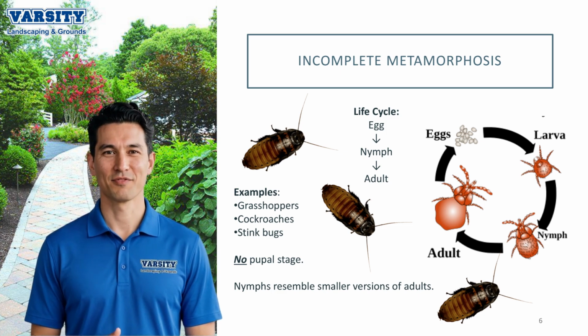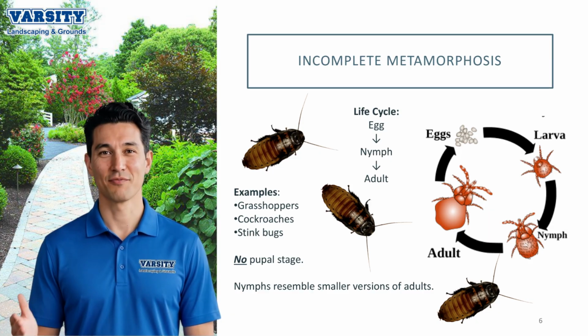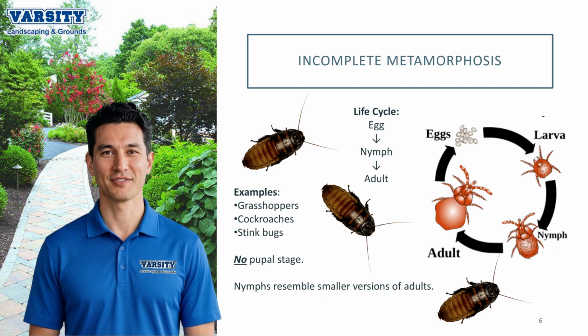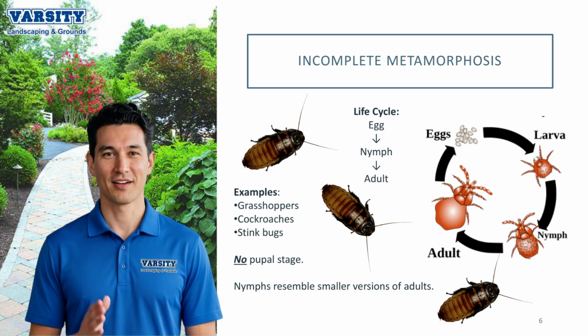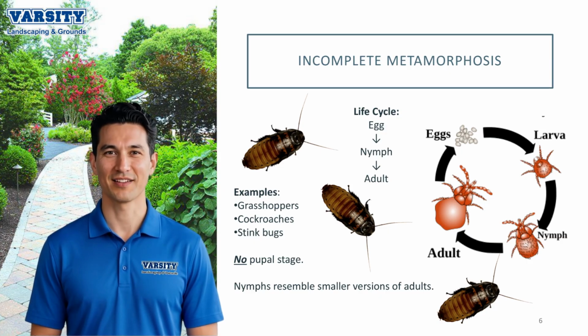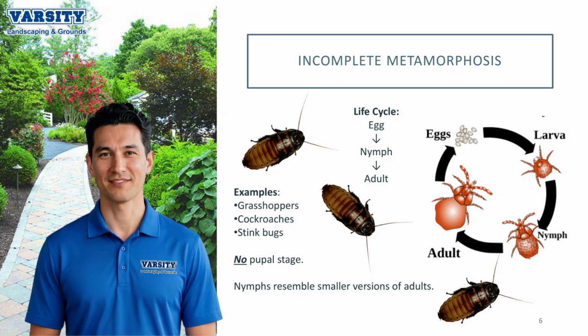Some insects develop through incomplete metamorphosis. Instead of 4 stages, these insects have 3: egg, nymph, and adult. A nymph looks similar to the adult insect but is smaller and usually lacks fully developed wings. Examples include grasshoppers, cockroaches, and stink bugs. Unlike complete metamorphosis, there is no pupal stage. This distinction is commonly tested on certification exams, so make sure you can recognize the difference between complete and incomplete metamorphosis.